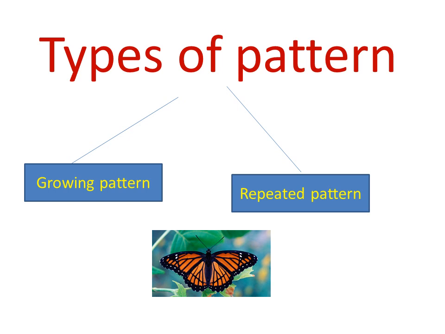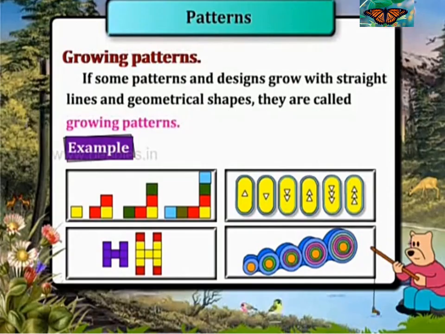There are two types of patterns. They are growing patterns and repeated patterns. Growing patterns: if some patterns and designs grow with straight lines and geometrical shapes, they are called growing patterns. These are some examples of growing patterns.